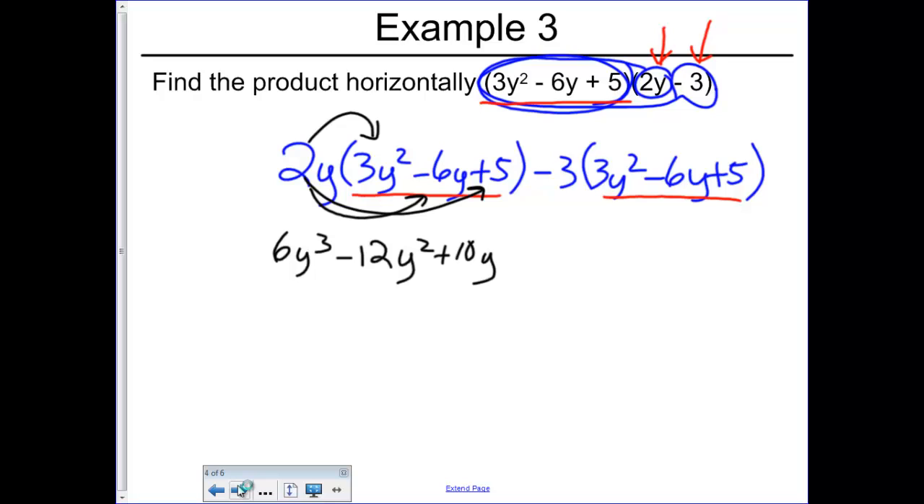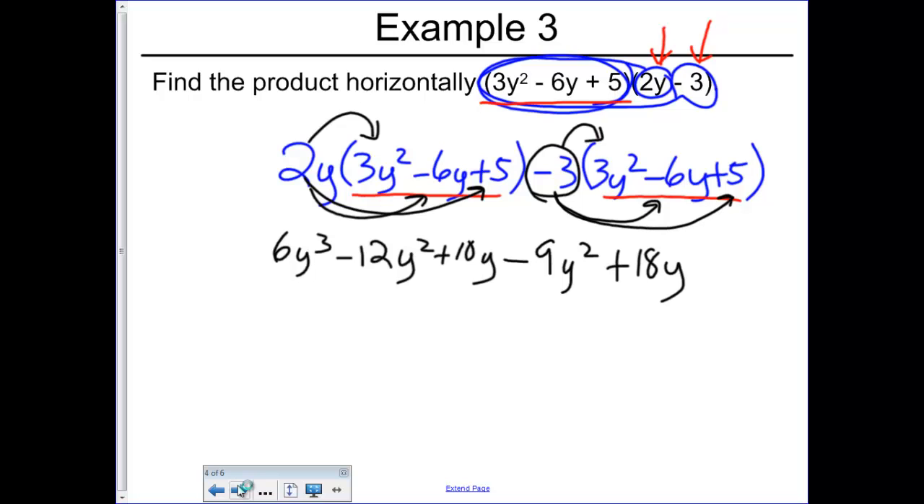Now you have to be careful on this next one. You have a negative 3 that's being distributed, not just a positive 3. So a negative 3 times 3y squared would give you a negative 9y squared. Negative 3 times negative 6 gives you a positive 18y. And a negative 3 times 5 will give you a negative 15.